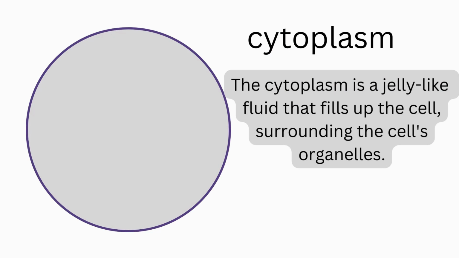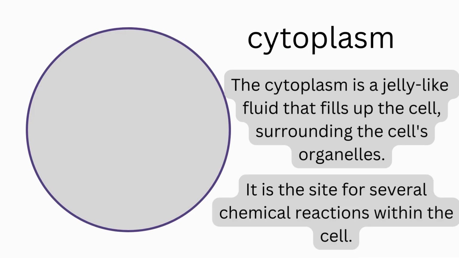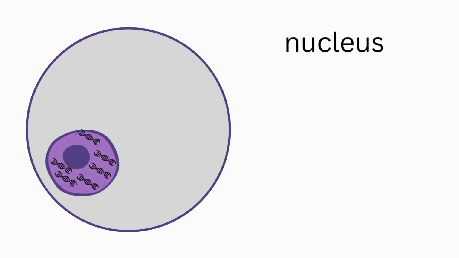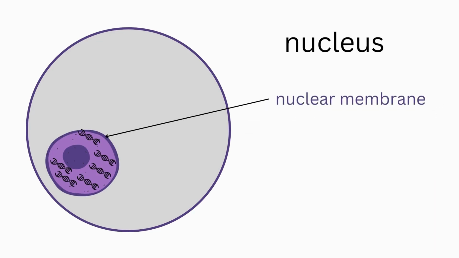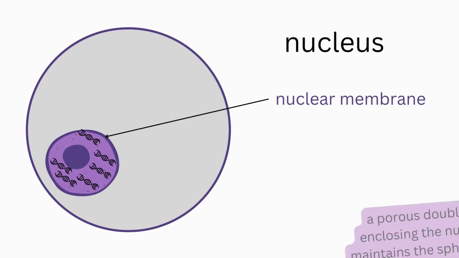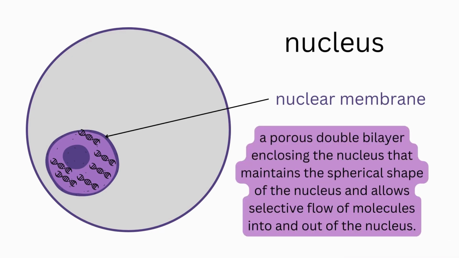The cytoplasm is a jelly-like fluid that fills up the cell surrounding the cell's organelles, and it is the site for several chemical reactions within the cell. The nucleus is known as the control center of the cell, since it contains the genetic material required for the cell's processes. The nucleus is enclosed by the nuclear membrane, which is a porous double phospholipid bilayer that maintains the shape of the nucleus, and its function is to allow selective flow of molecules into and out of the nucleus.